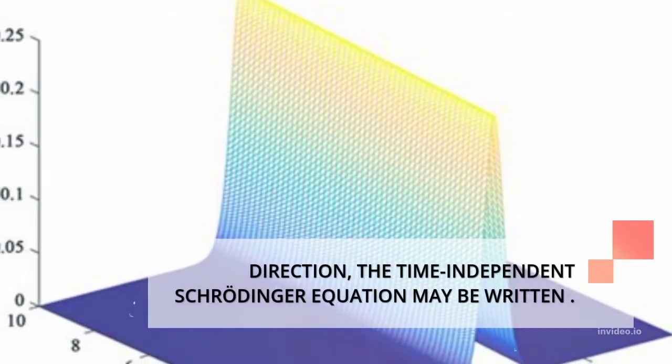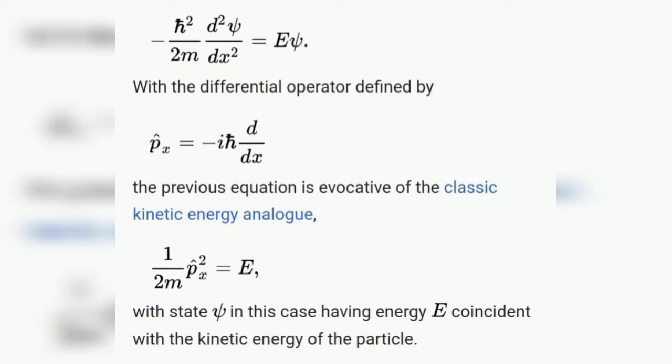The time-independent Schrödinger equation may be written -ħ²/2m ∂²ψ/∂x² = Eψ. The differential operator defined as momentum p = -iħ ∂/∂x. The previous equation is evocative of the classic kinetic energy analog, (1/2m)p² = E, with state ψ, in this case having energy E coincident with the kinetic energy of the particle.